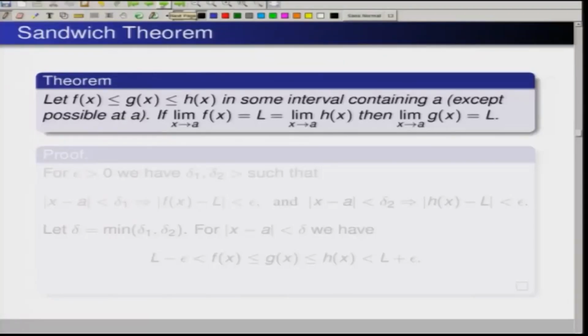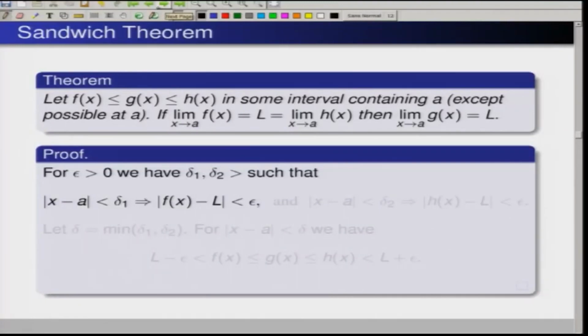So, in order to find the limit of g(x), if we can show that it is dominated by a function, and it dominates another function, and both the left and right side functions go to the same limit, then the function in between has no other choice but to go to the same limit.